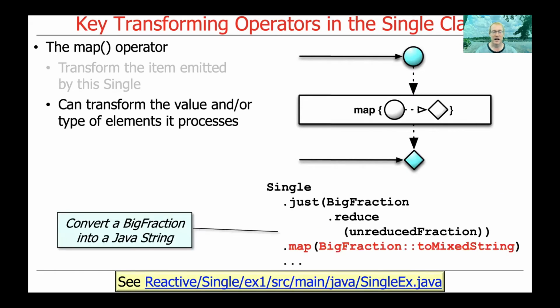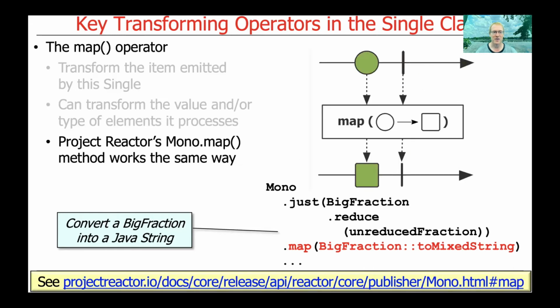processes. Here's a simple example that builds on what we showed earlier when we were talking about the just factory method operator. This takes the result of just, which reduces an unreduced fraction, and then goes ahead and uses map to convert that big fraction into a mixed string, which is a mixed fraction, instead of a so-called improper fraction. We'll take a closer look at using this particular map operation when we take a look at the example case study at the end of this lesson.